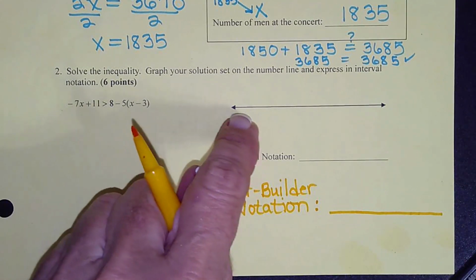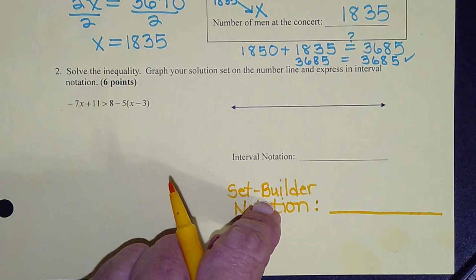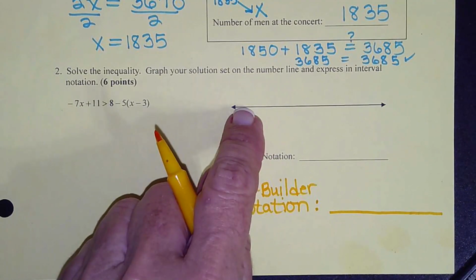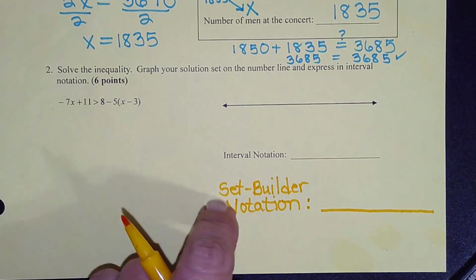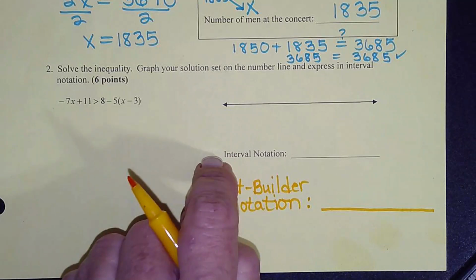On the next test, it's 3 parts. Write your answer in set builder notation, draw your graph, write interval notation. So in Math 126, it goes A, B, C.